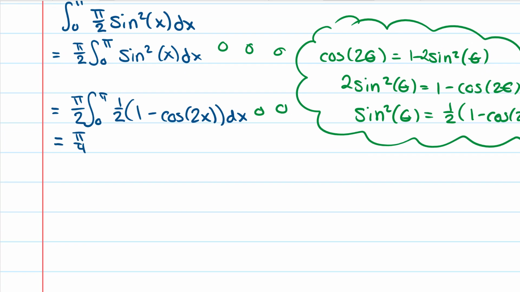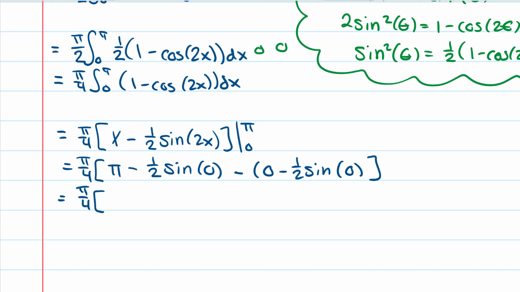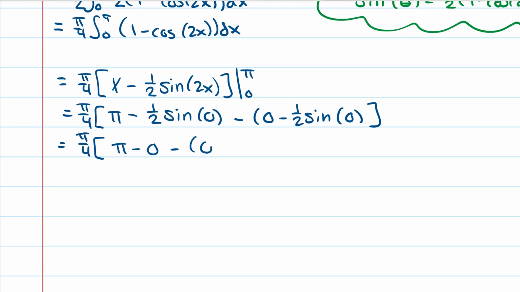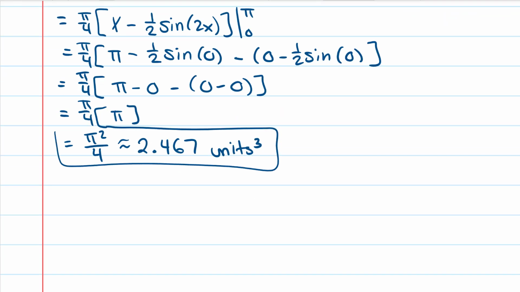Now all that is left to do is integrate. This becomes pi over 4 times the integral from 0 to pi of 1 minus cosine 2x dx. We get that this is 2.467 units cubed.